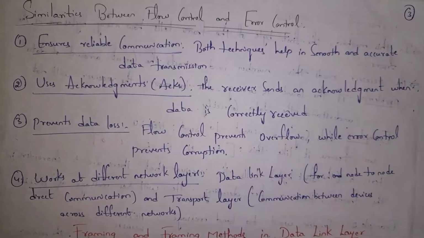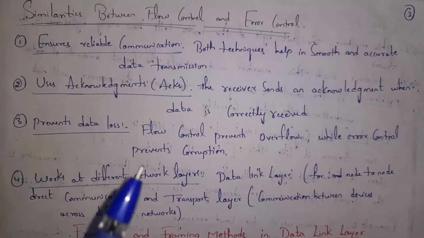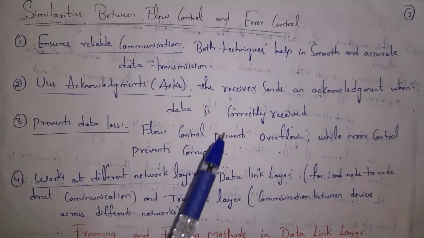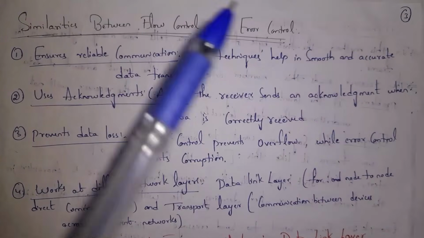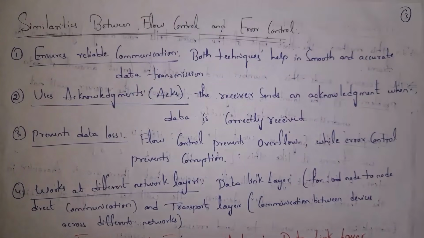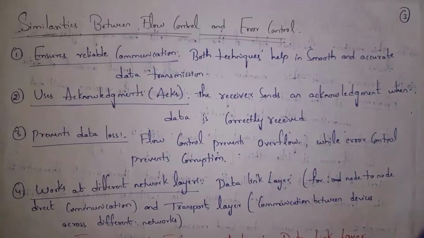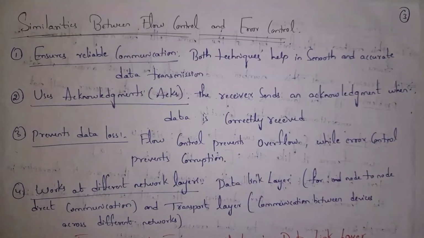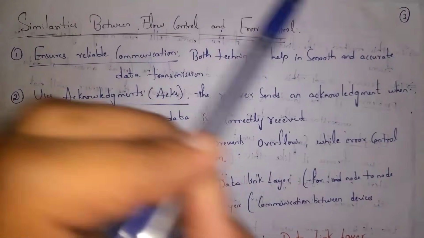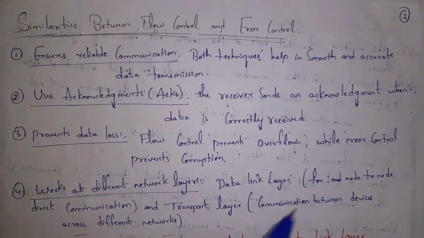And the third one is they prevent data loss. Guys, if the sender sends data too fast, then the receiver cannot handle the data, so there will be overflow of the data. So flow control will prevent overflow. Whereas by using error control, data can be successfully transferred to the receiver without any loss or corruption. We will use flow control and error control in the data link layer as well as in the transport layer of the OSI model. These are similarities between flow control and error control.